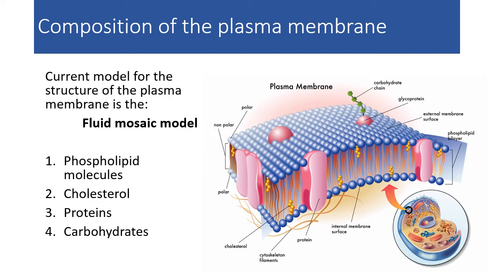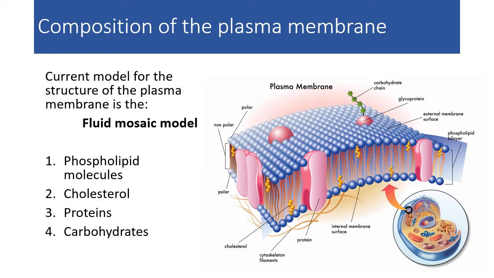So first we go through the composition of the plasma membrane. The composition is just what makes up the plasma membrane. The current model used to describe the structure of the plasma membrane is the fluid mosaic model. It's been given this name because it has quite a fluid nature, which means it's quite flexible. Mosaic relates to the understanding of that kind of artwork, where lots of different components are put together to create the larger image or structure.